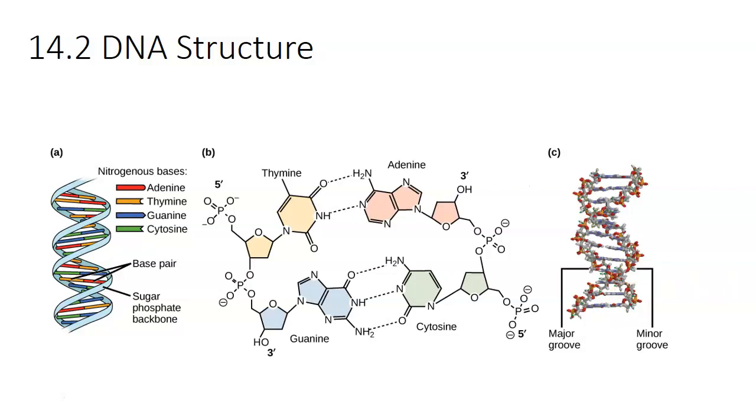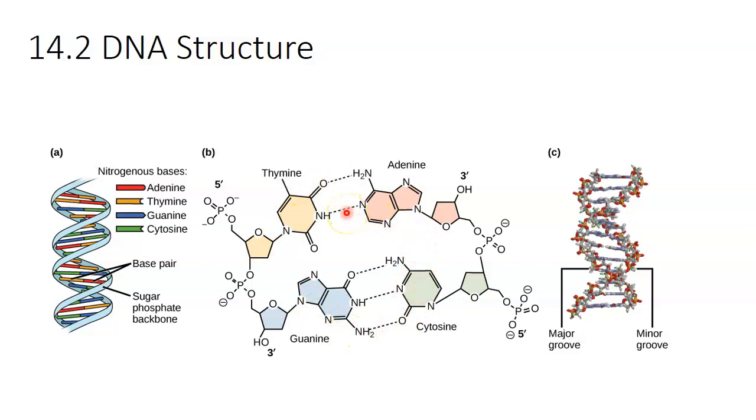Okay. And so you remember this from lab, right? And maybe some of you looked at this model, and hopefully this looks familiar as well. Look, here's the sugar phosphate backbone. Phosphate, sugar, phosphate, sugar. Let me go to the other side of the molecule. Same thing, sugar, phosphate. So on both sides, both strands, there's a sugar phosphate backbone. And in the center of the molecule is where we find the nitrogenous bases.